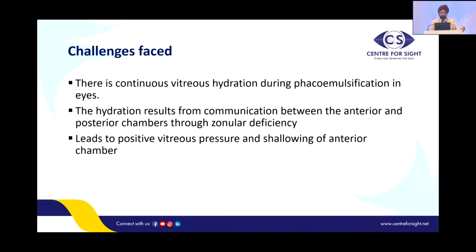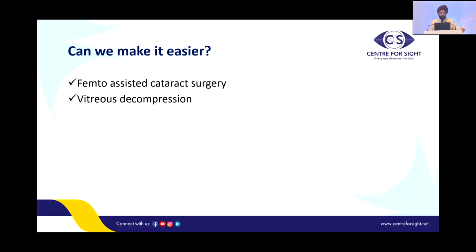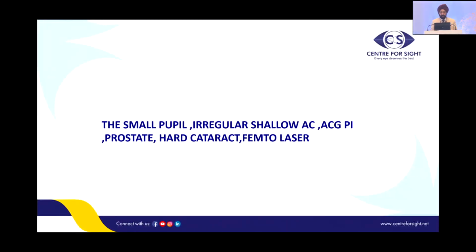The other problem is, because there is a subluxation, you have a space, so there could be continuous vitreous hydration during phacoemulsification, and this makes the whole thing worse, because the vitreous keeps on coming out, and this leads to more vitreous positive pressure and shallowing of the anterior chamber. So, can we make it easier? These are two techniques that I am going to talk about. One is FLACS, the femto laser assisted cataract surgery, and the second is vitreous decompression.